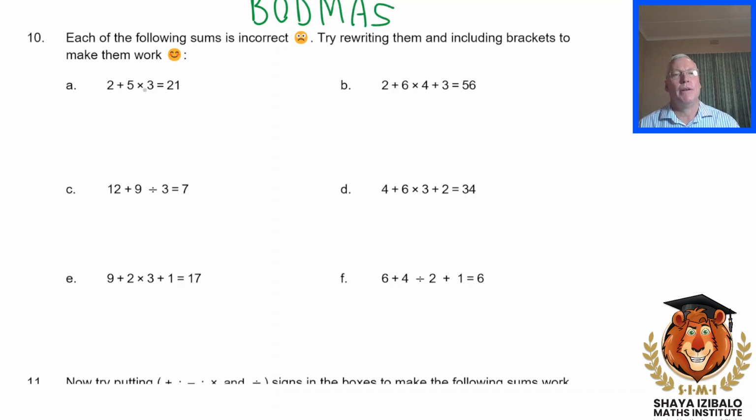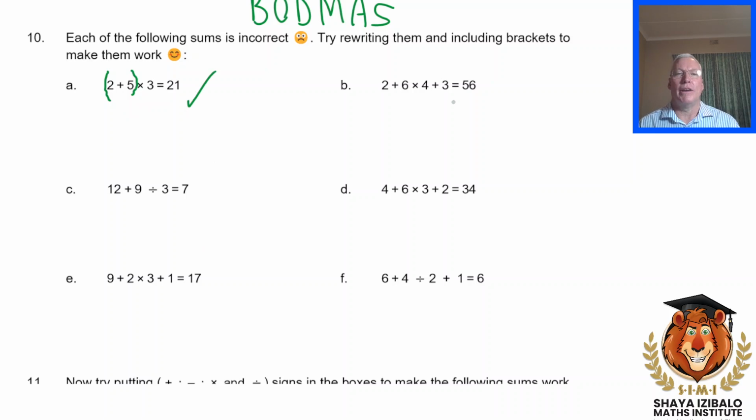So at the moment, this sum, we would do 5 times 3 first. That would give us 15. 15 plus 2 is 17. 17 is not the same as 21. We need to now work out, how can we make this work? Well, what times 3 is 21? 7 times 3 is 21. So if we put brackets here, this sum now works. Because when we do it, we would do 2 plus 5, 7. 7 times 3 is 21.